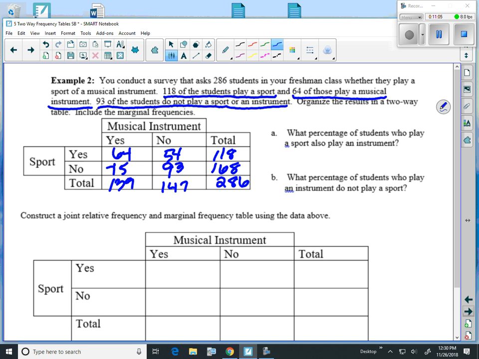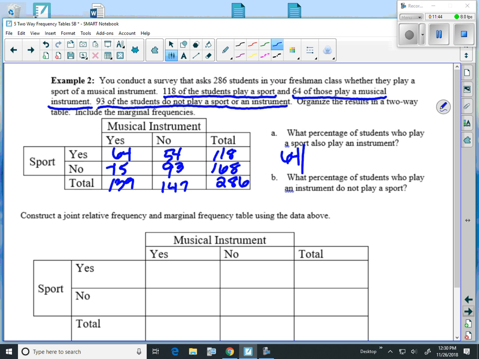Alright, what percentage of students who play a sport also play an instrument? I'm gonna walk through it, okay? So what percentage of students who play a sport? So sport has to be which category, yes or no? Yes. Okay, so sport, yes. Also play an instrument. So which box are we looking for? Yes, yes. Okay, which is 64. But they're asking for a percent. So what's my total I'm going to be out of?